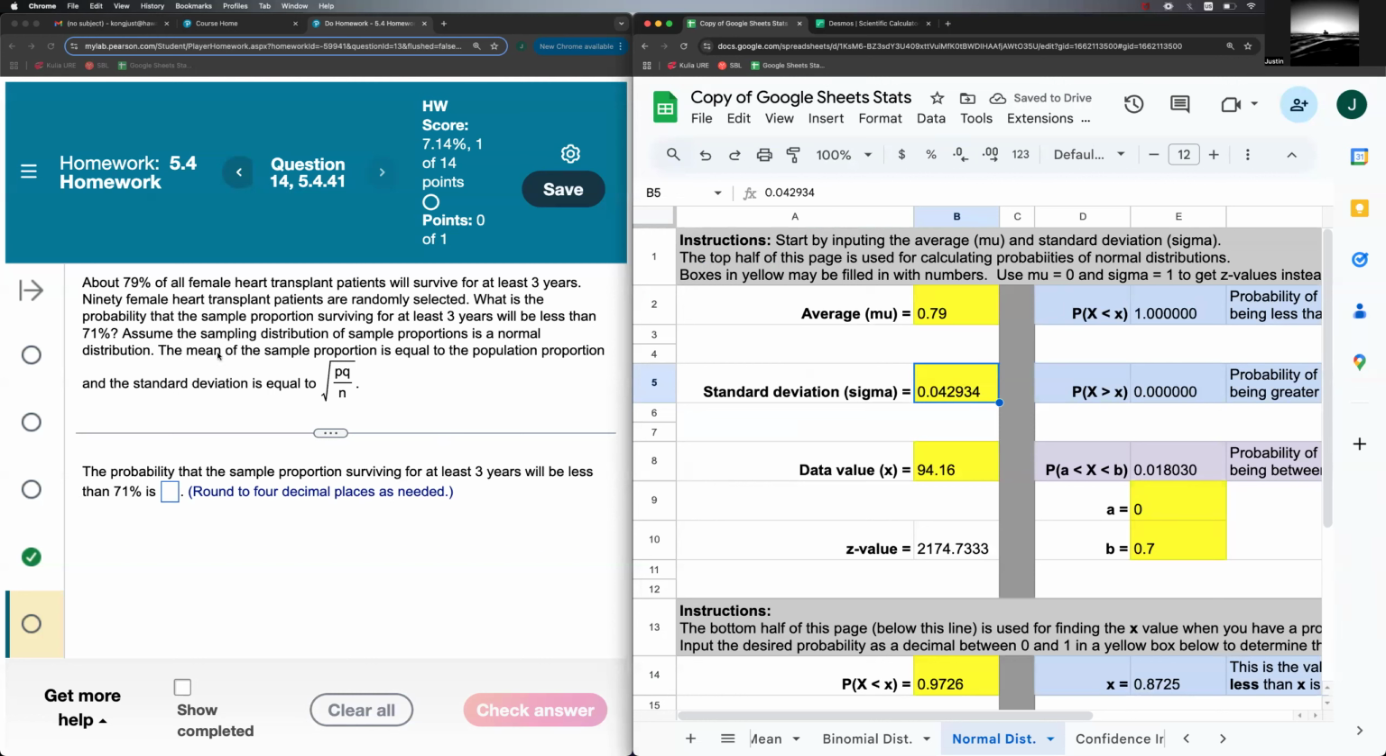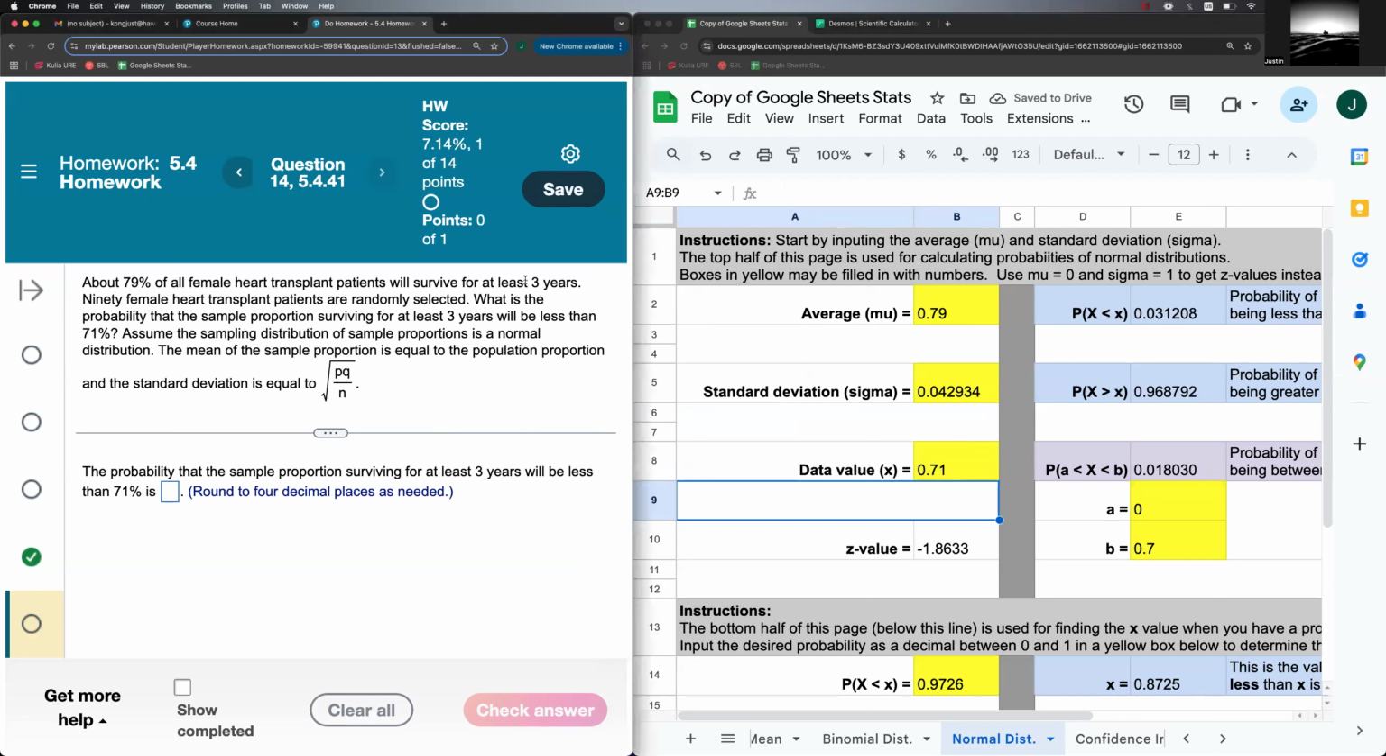And then now I'm looking for what is the probability sample proportion surviving at least 3 years will be less than 71%. So 0.71. The 3 year part, that's not something that you have to input because that's just the number of years that you survive, but that's nothing to do with the probability statement. Or it has something to do with it, but that's just the number of years that's common to both, right? So that's not changing, and that's not something that would go anywhere in our calculation. It's not the mean, so it's not the standard deviation, and it's not the data value.